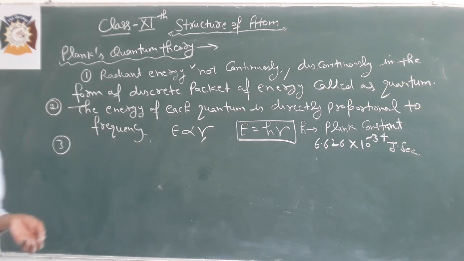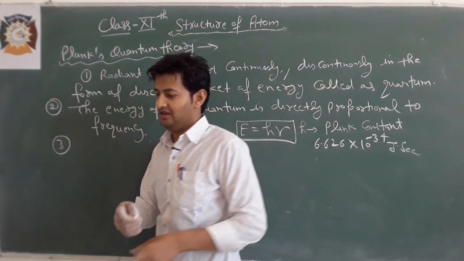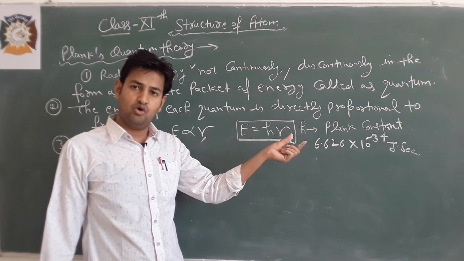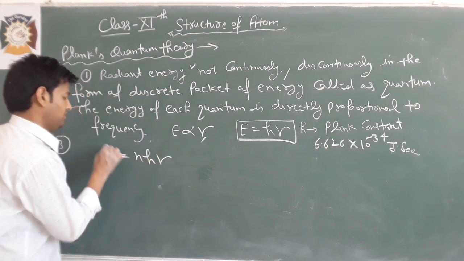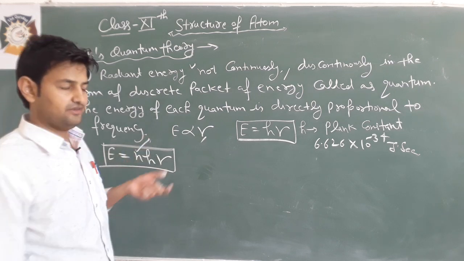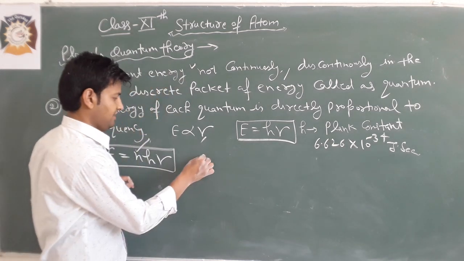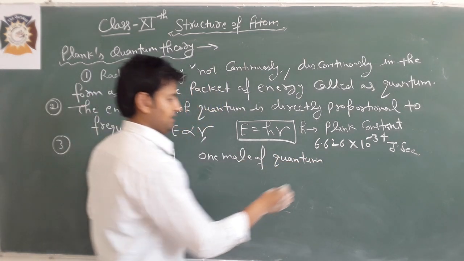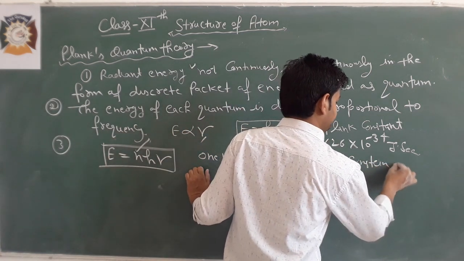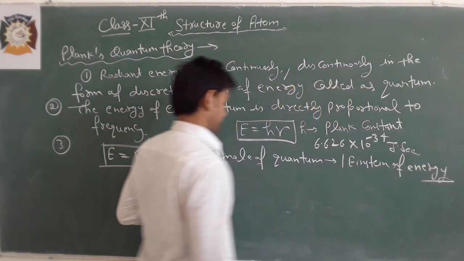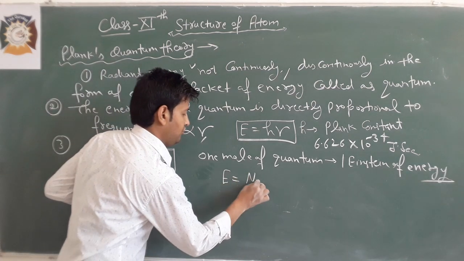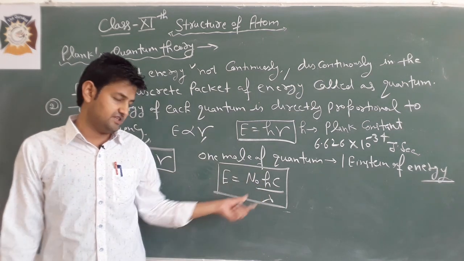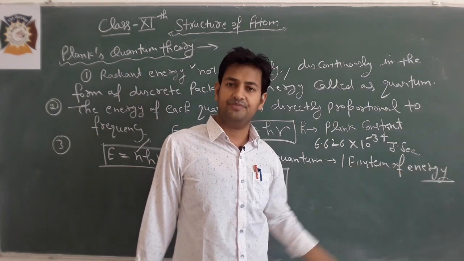The third postulate says the total energy emitted or absorbed by the radiations is equal to some whole number of quanta. If the number of quanta is more, then the total energy will be equal to n h nu, where n is the number of quanta. For 1 mole of quanta, the energy is called 1 Einstein of energy, and this will be equal to N naught h c by lambda.